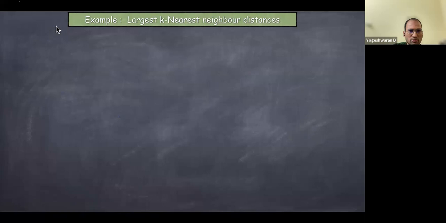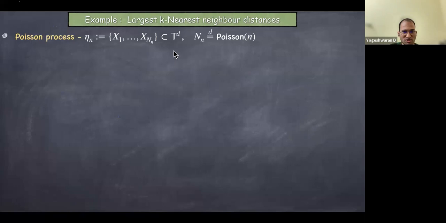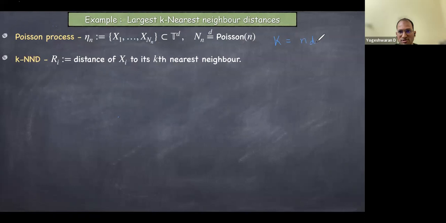Now let's go to our example. I have a point process on the torus, a Poisson point process. It has a unit intensity, or n, you can call it, maybe I'll put it here: A of dx is n dx. Just to clarify.